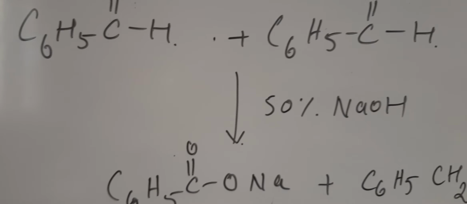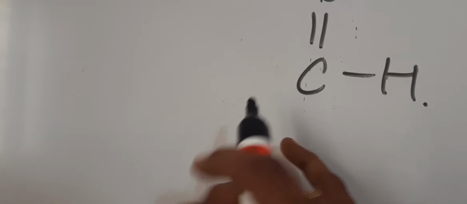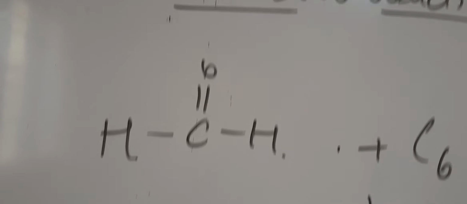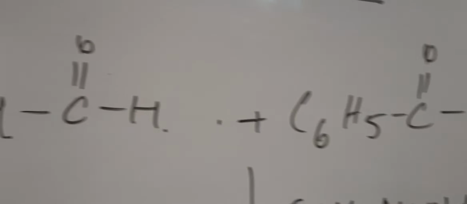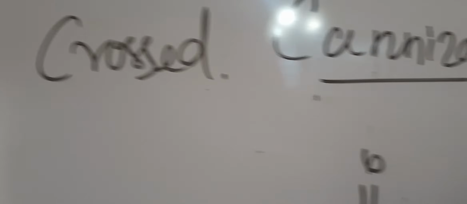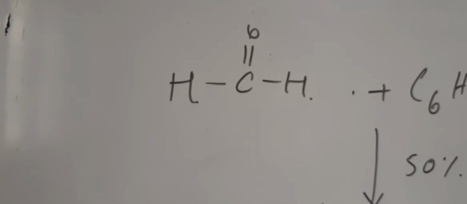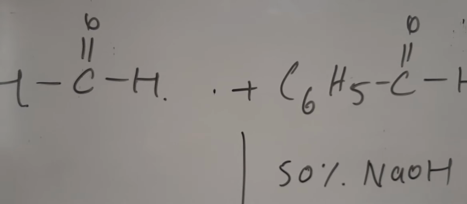So crossed Cannizzaro reaction means, for example, if I take formaldehyde, if the aldehydes are not the same, okay, so let one be formaldehyde, another benzaldehyde, both do not have the alpha hydrogen. So this is said to be crossed Cannizzaro reaction. So what may be the product? Which is going to get oxidized and which is going to get reduced?